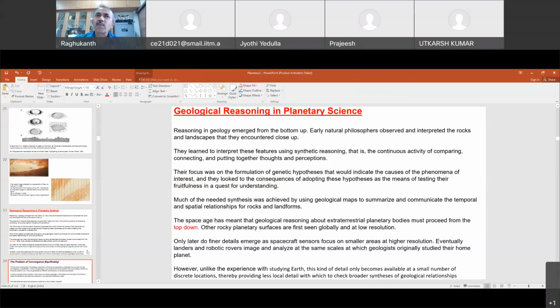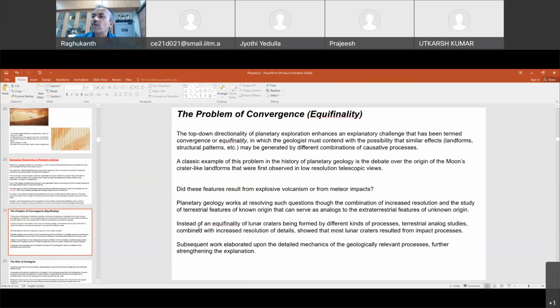Here there are some principles, like the problem of convergence. They say equifinality. No need to worry, these are just terms geologists use. So the top-down directionality enhances this, and this is convergence basically. In this, the geologist must contend with the possibility that several effects may be generated by different combinations of causative processes. So, for example, you have to converge.